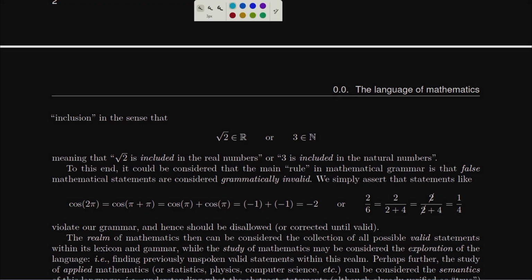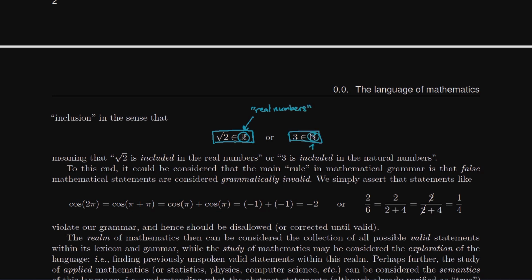And so if I jump down here to something like square root of 2 is included in R, this kind of fancy R means the real numbers. Or 3 is included in, and then this fancy N meaning the natural numbers. We can think about those as mathematical statements that have kind of a true or false value. We can verify the grammar of those mathematical statements. So just as I could say 2 is less than 3 as grammatically correct, I can also say root 2 is in R or 3 is in N.